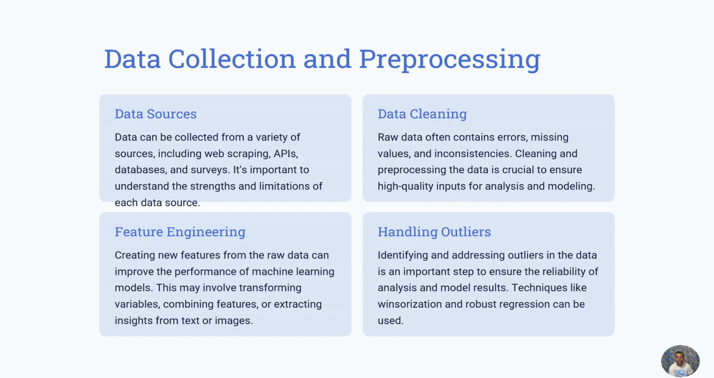Feature engineering: creating new features from raw data can improve the performance of machine learning models. This may involve transforming variables, combining features, and extracting insights from text or images. Handling outliers: identifying and addressing outliers in the data is an important step to ensure the reliability of analysis and model results. Techniques like winsorization and robust regression can be used.